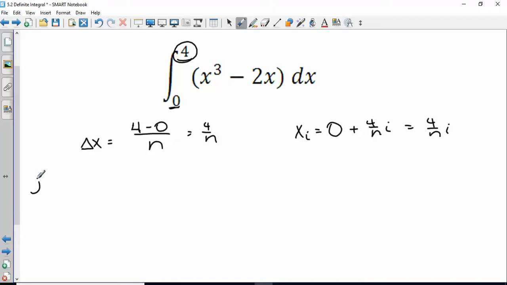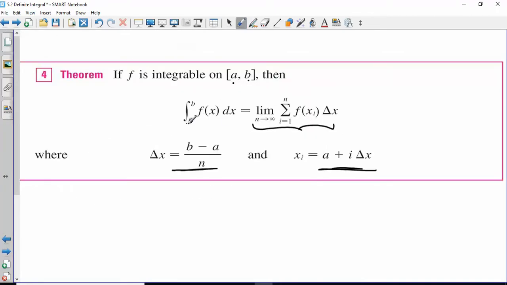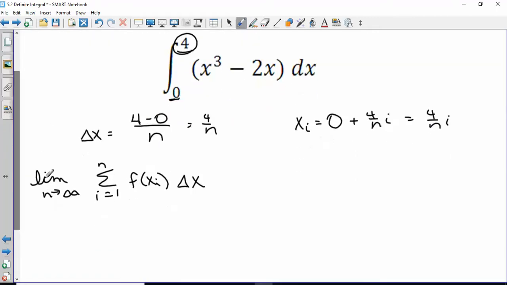So now we're going to do the limit as n goes to infinity of the sum from i equals 1 to n of f of x sub i times the change in x. That's what we said the integral was equal to right here. So I gave you this, I'm just rewriting it in this notation. That's just the same thing we were doing.